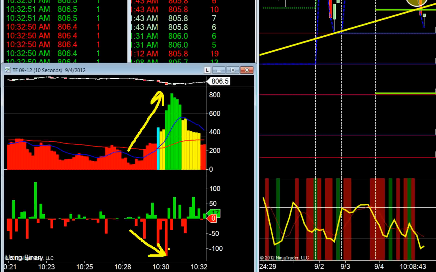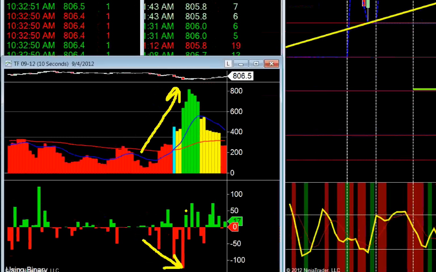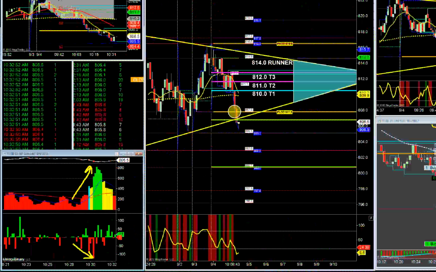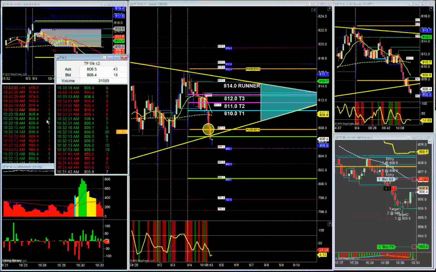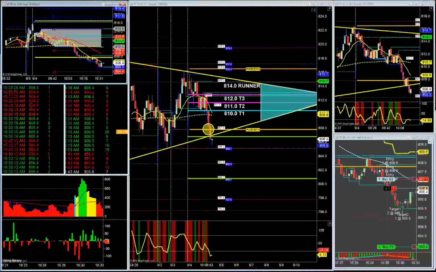Now we've got 2 out of the 3 targets filled so far. We saw all kinds of sellers on the time and sales window. The speed picked up, and again the delta was red. That confirmed there were more interested sellers than there were interested buyers. Now it's up to the Russell to finish us off.